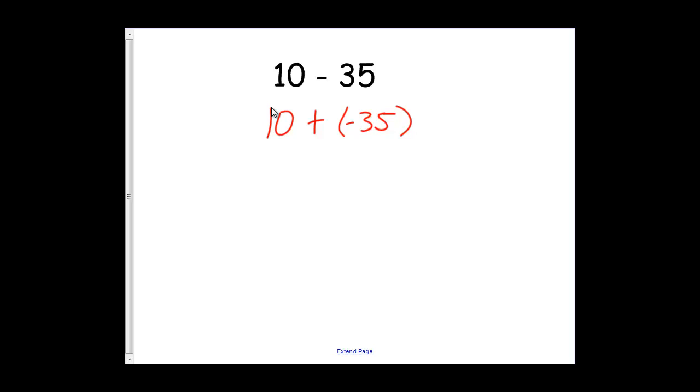Because -35 has a larger absolute value, I would say the negatives will win. So I know my answer is going to be a negative. Then I need to ask myself how much they're going to win by. I need to find their difference since they have different signs. The difference between 35 and 10 is 25. So my answer would be -25. That takes care of B.